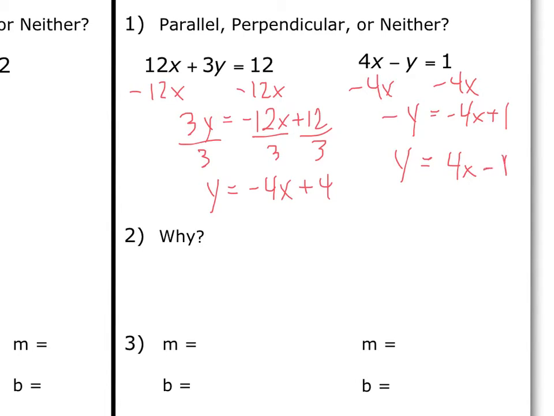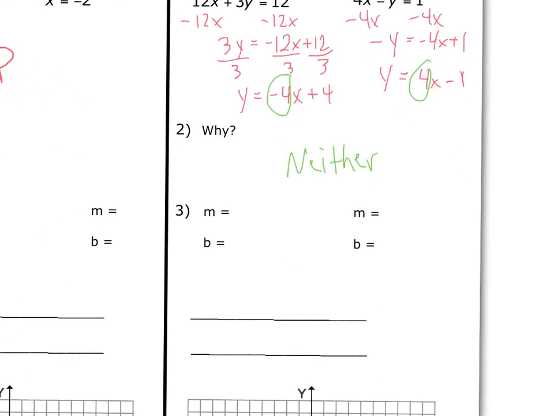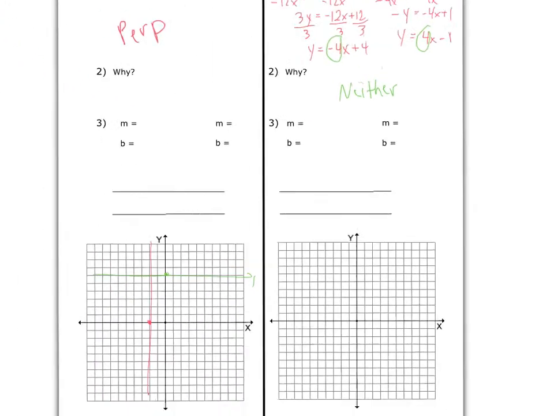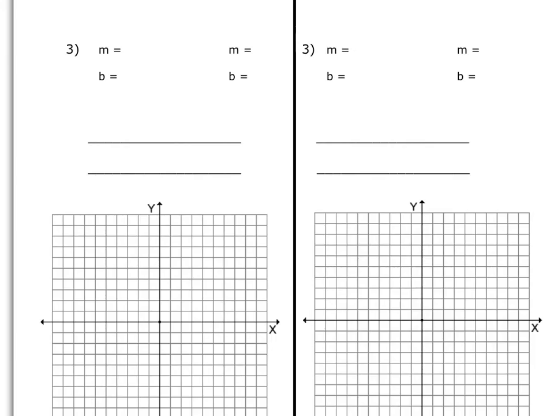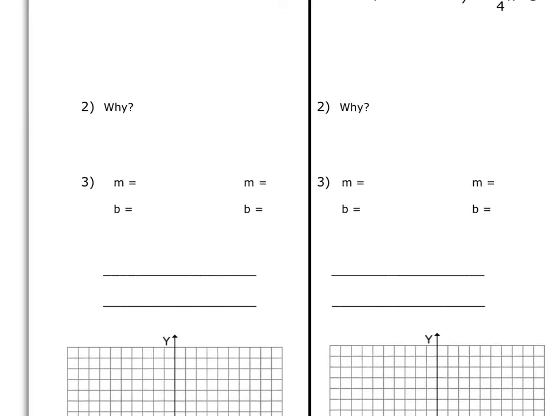Okay? Now, because our slopes are right here, we have negative 4 and a positive 4. Well, they're not the same slope, and they're definitely not the opposite reciprocal slopes. So these are neither. And I trust that you could go ahead, find the slope, y-intercept, and graph if you wanted to. All right, we're going to do one last example.